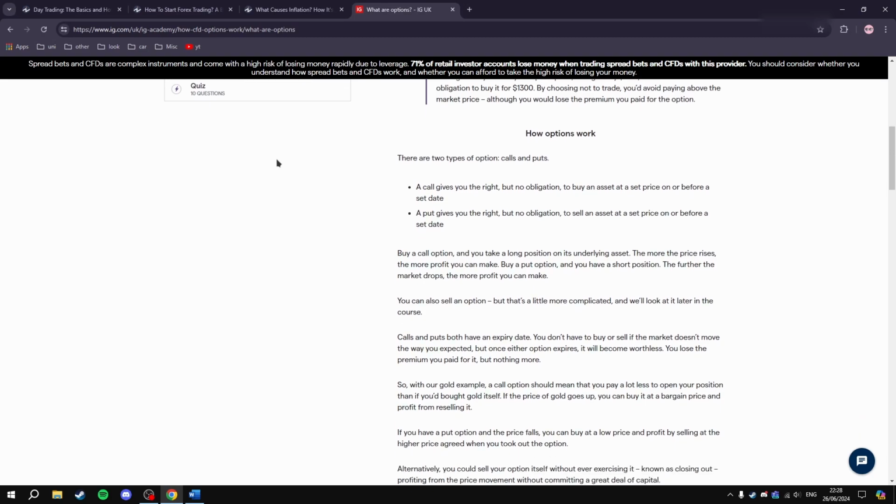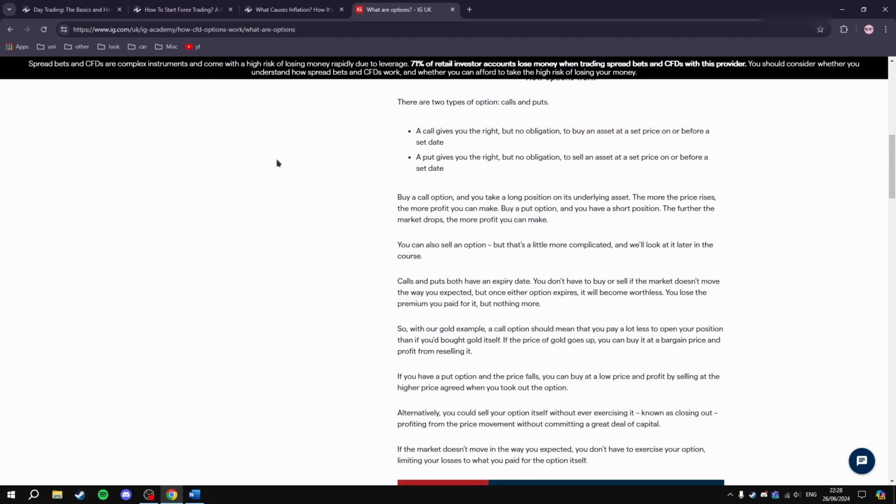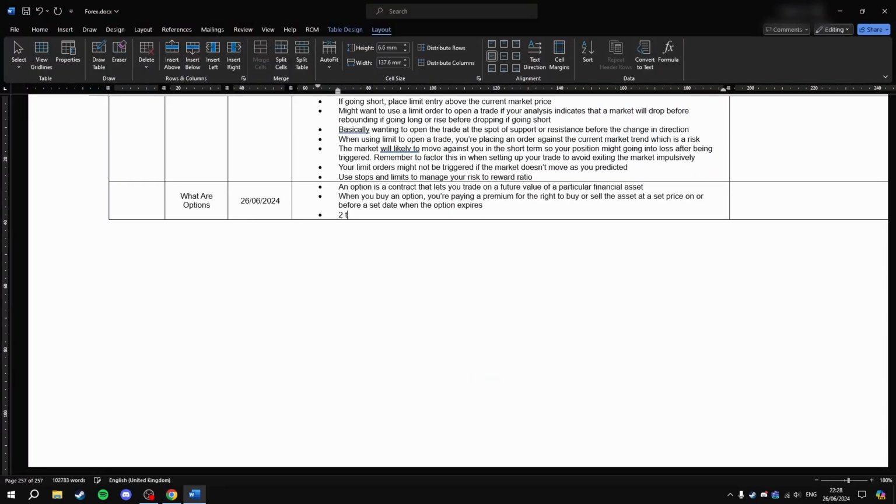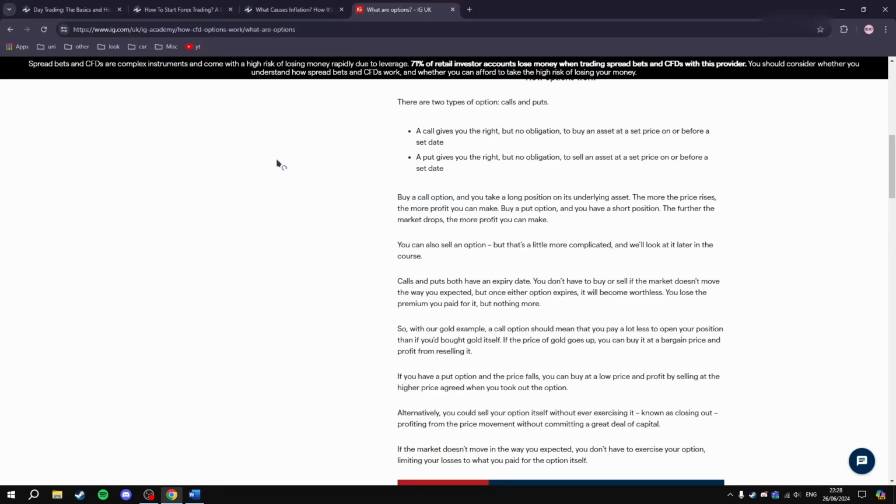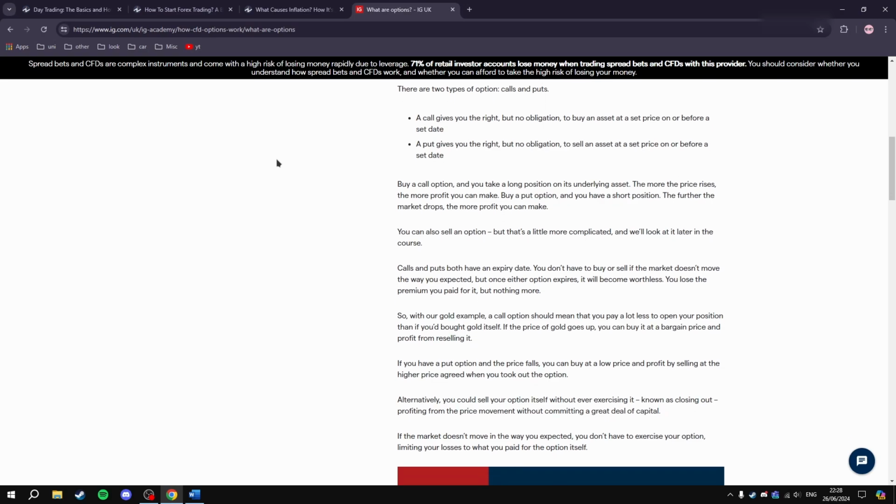So how do options work? There are two types of options, calls and puts. A call gives you the right but no obligation to buy an asset at a set price on or before a set date. A put gives you the right but no obligation to sell an asset at a set price on or before a set date.